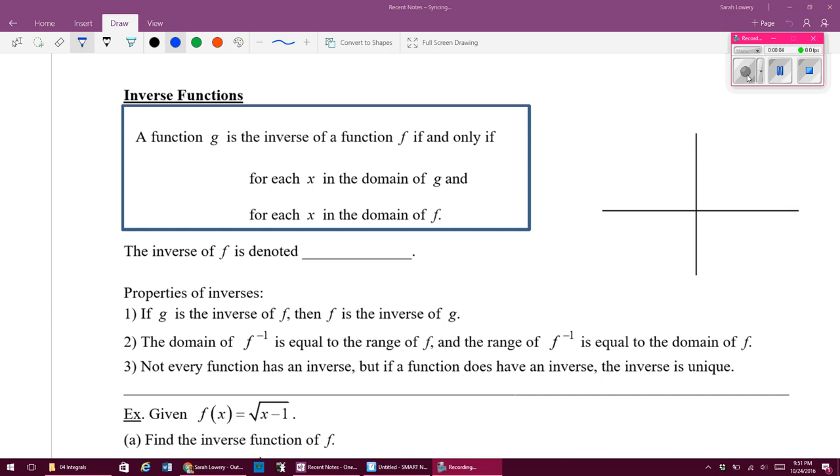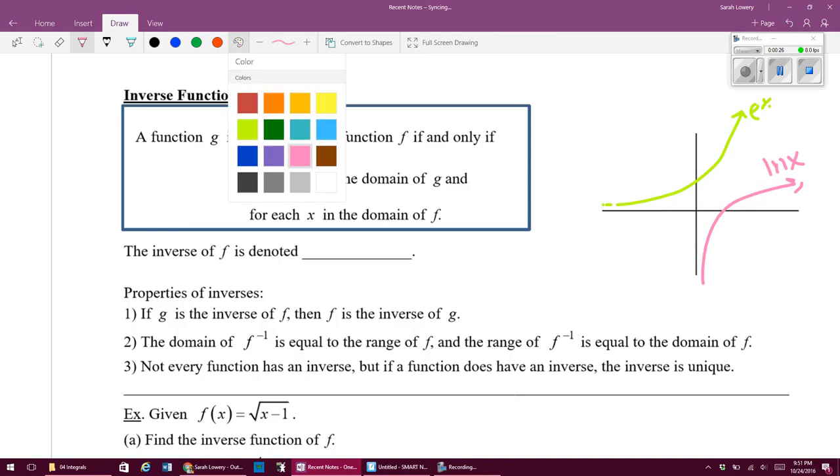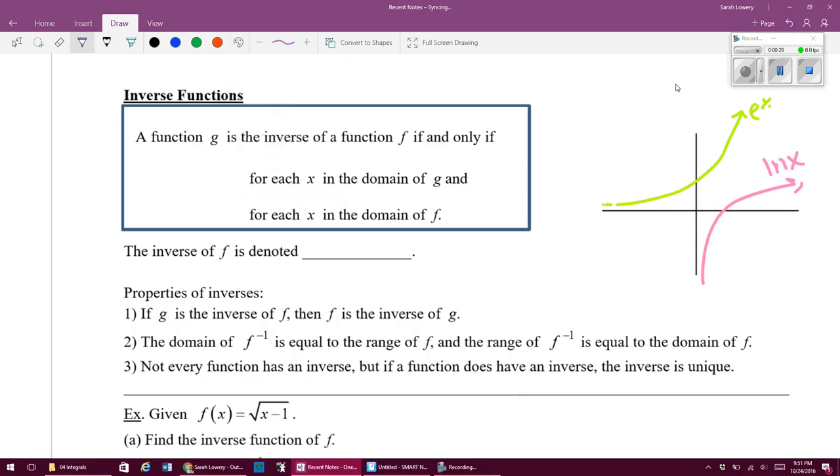Okay, so let's remember back from pre-cal and algebra 2, this idea of an inverse. So the two most basic inverse functions are your e to the x function and your natural log function. Okay, so those are our two quintessential inverse functions. And they are reflections over the line y equals x.